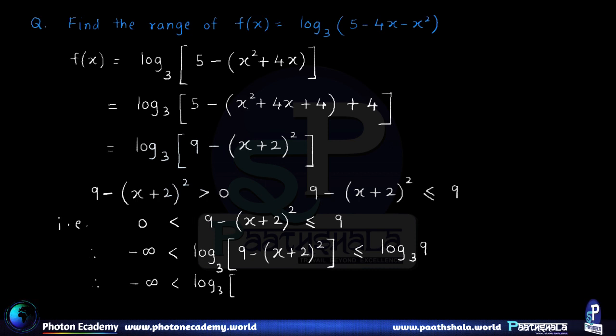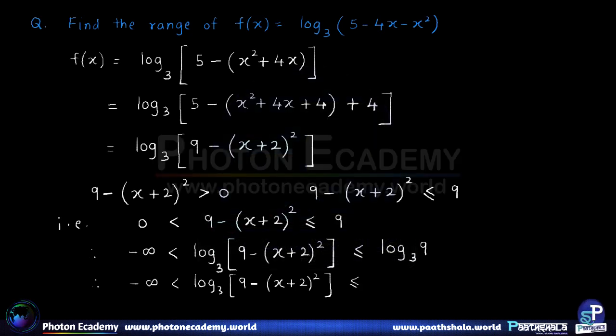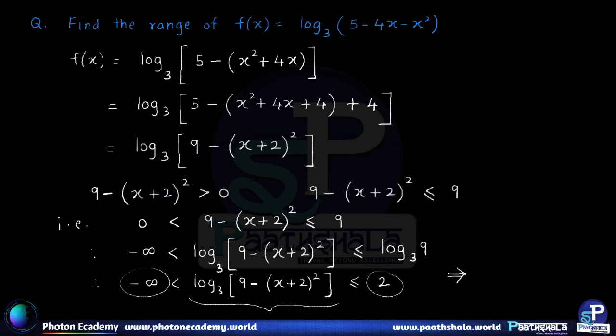log to the base 3 of the bracket 9 minus x plus 2 the whole square, which is nothing but the given expression, less than or equal to, we know that log 9 to the base 3 will be 2. So finally the required function lies between minus infinity and 2. To write the range we will have minus infinity to 2, and it is closed at 2 because the value 2 is also a possible value. So that's the range of the given function.